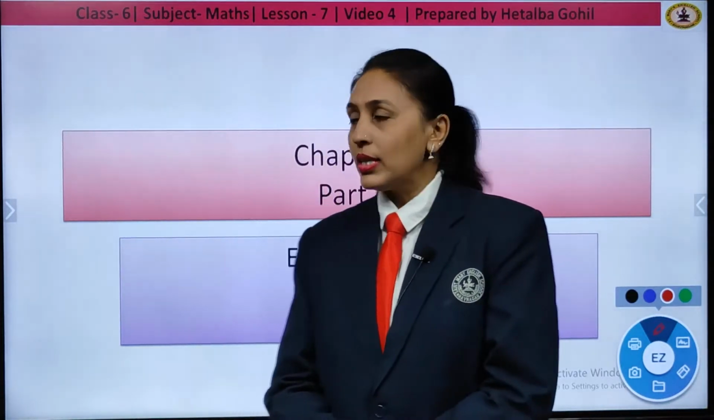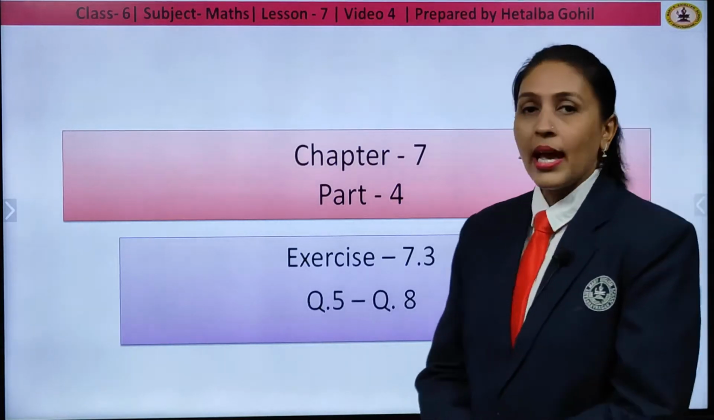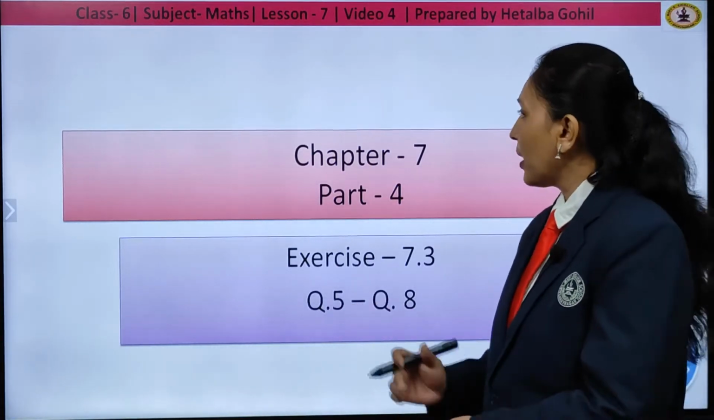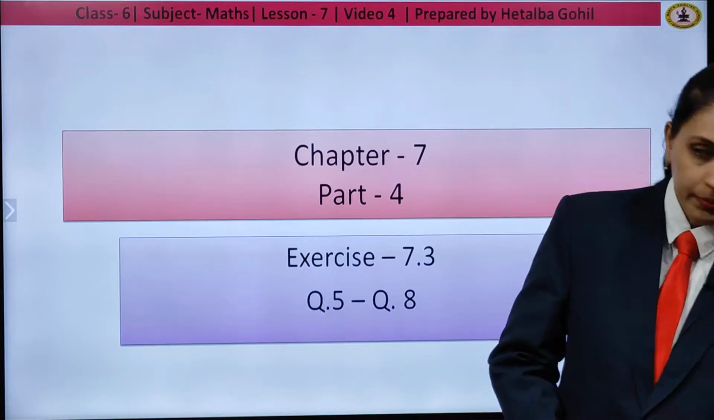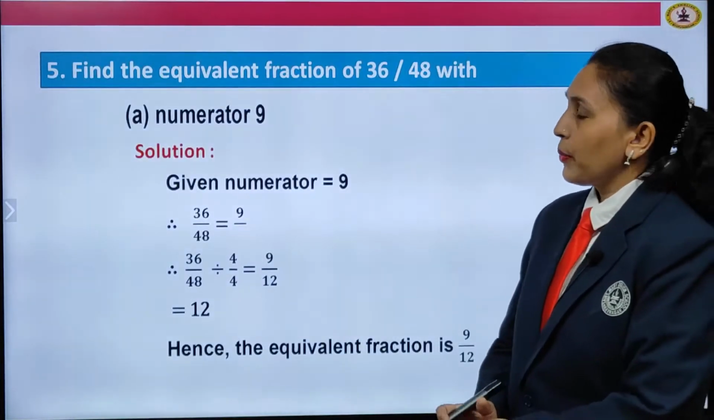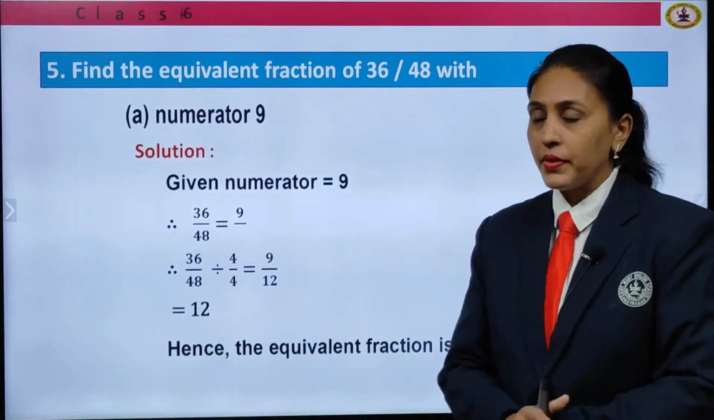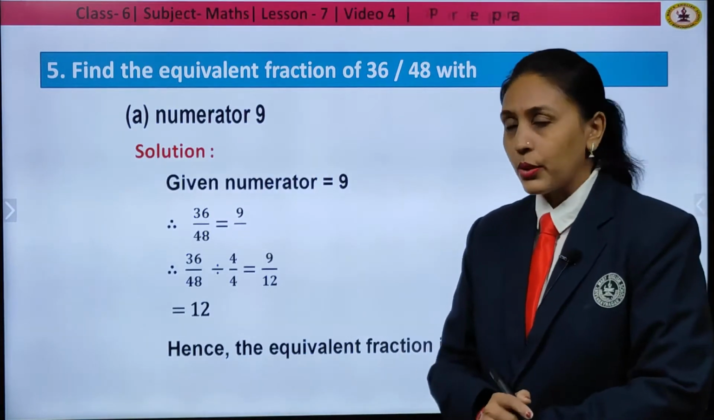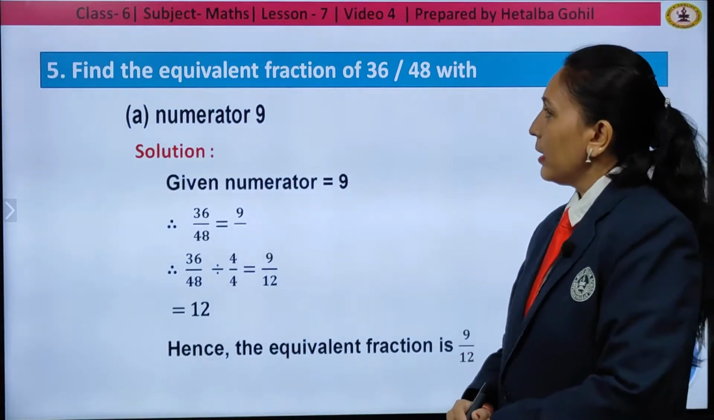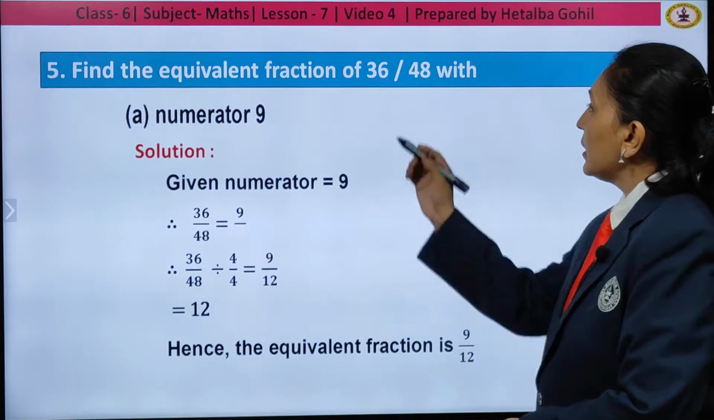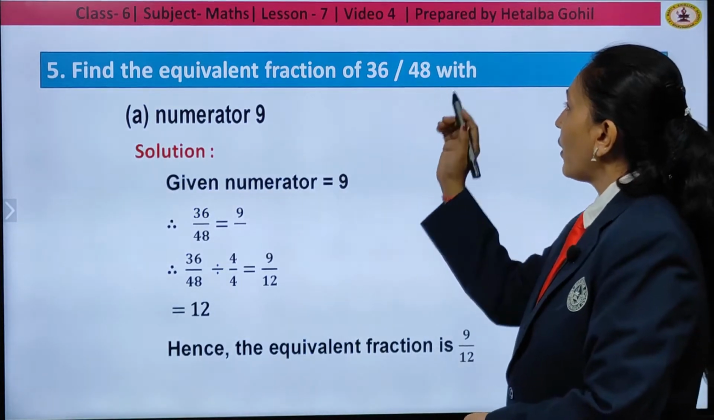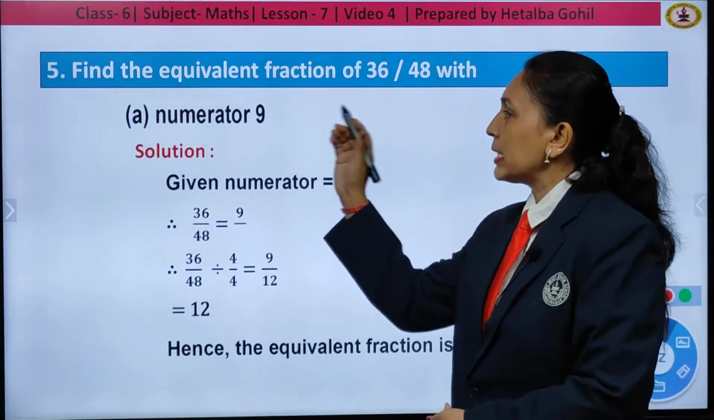Today we will continue this session further with exercise 7.3, question number 5. The first questions we have already done in the previous video, children. So now we will continue here with question 5. Find the equivalent fraction of 36 upon 48 with numerator 9.